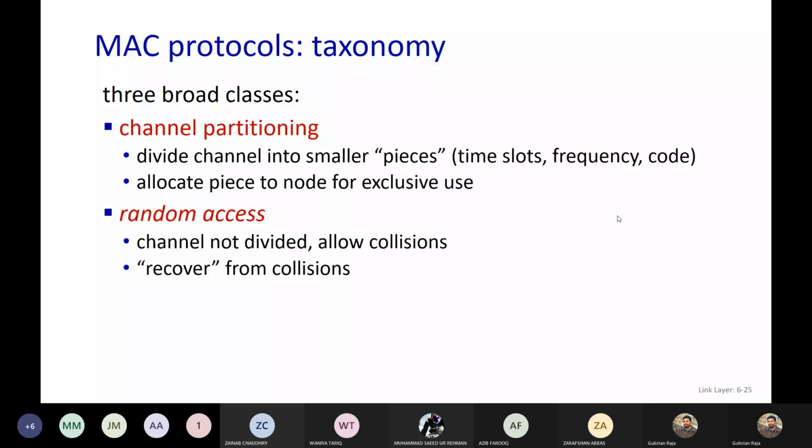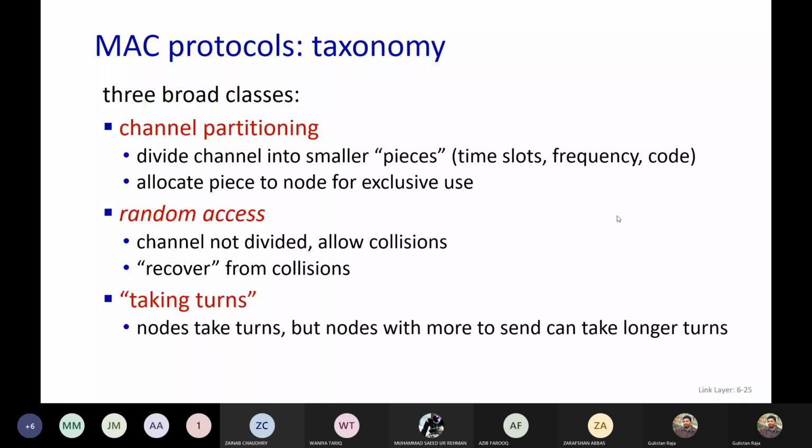The third class is what we call the taking turns class. This is not a standard name; it is a name given by the author. The first and second classes have standard names, channel partitioning and random access. Taking turns is a name given by the author, which is why it is written in inverted commas. It means that nodes take turns, but nodes with more data to send can take longer turns. We will talk about these three methods one by one. Have a look at it. If you have any question, you are welcome.